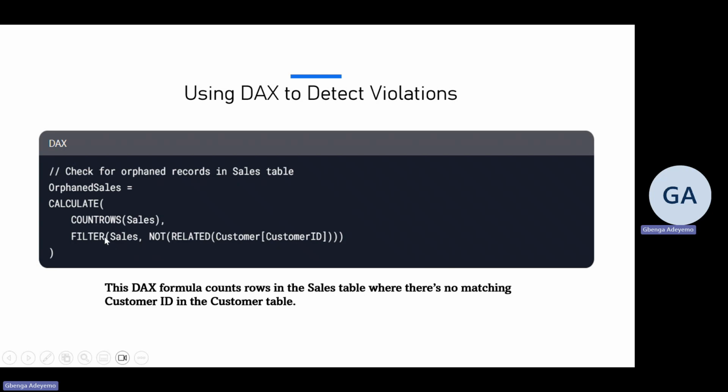Now, if you look at it, FILTER(Sales, NOT RELATED(...)). If I was using just RELATED alone, it would only count where there is a matching customer ID between the sales table and the customer table. But putting the NOT in front of the RELATED will count where there is no matching customer ID between the sales table and the customer table, right?